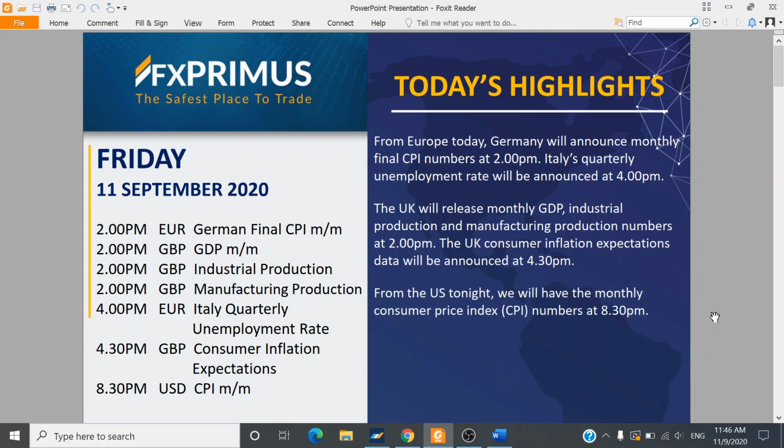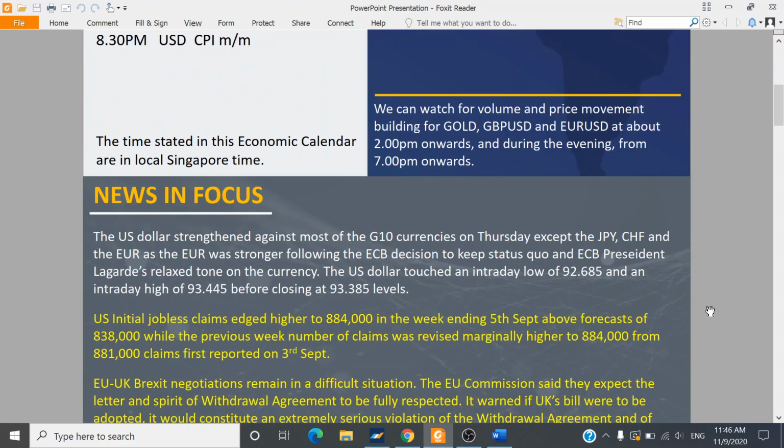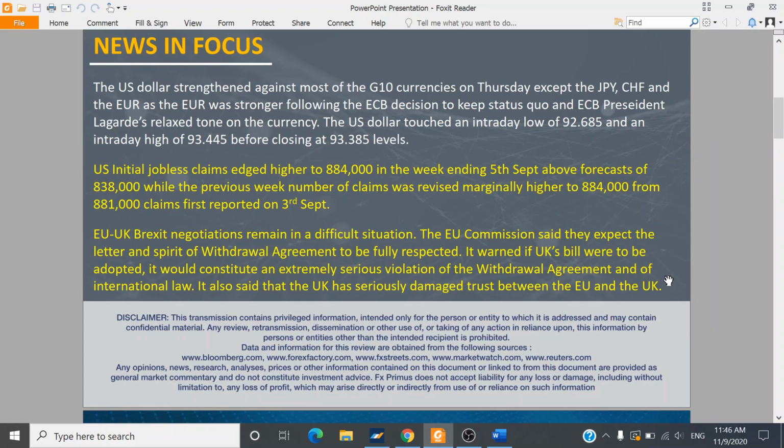So towards the US tonight, there's only the core CPI data and also consumer price index numbers coming in at 8:30 p.m.